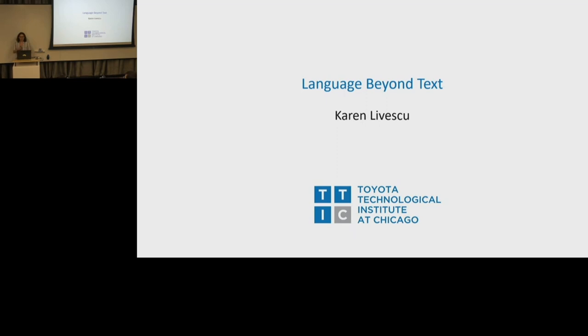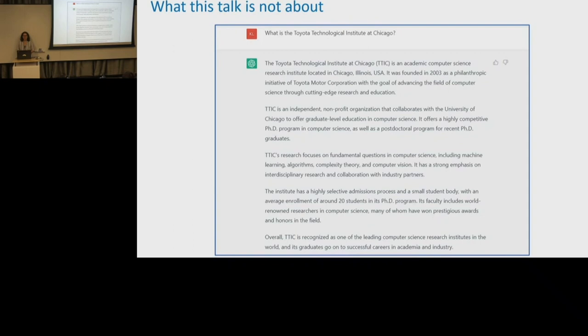Okay, so this talk is about language beyond text. We've been hearing a lot about text around here, and probably all of you, wherever you are, have also been hearing a lot about text. And that is what this talk is not about. It is about language, but it's not about text. Does everybody know what this is an example of? It's a conversation. But it is ChatGPT.